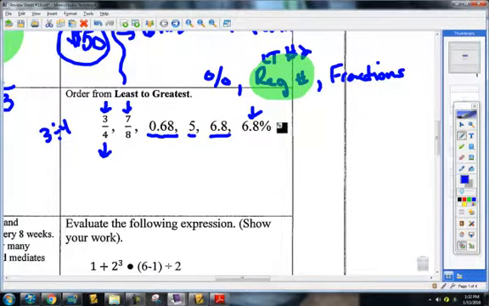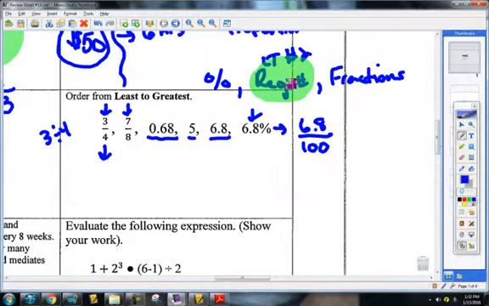Same thing for this. For this one, that's the fraction 6.8 out of 100, so it's just 6.8 divided by 100 because all fractions are division problems. Once you figure that out, they're all regular numbers. Then you put them least to greatest, and I think you'll find that easy. But you've got to do one of these 3, and what I highlighted in green was the easiest.